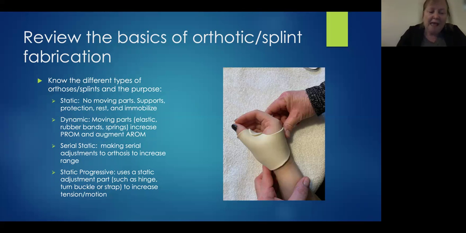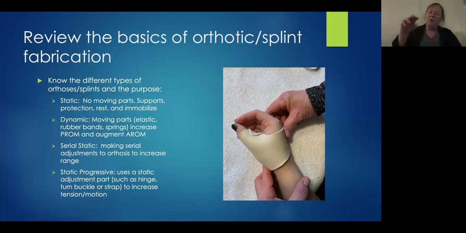And then the last one that is listed there is static progressive orthosis. And that is, they use a static adjustment part, such as a hinge or a turnbuckle or some kind of a strap to increase tension and motion. So I used to use these, and I have to say, some of the better ones are the ones that are commercial brands.